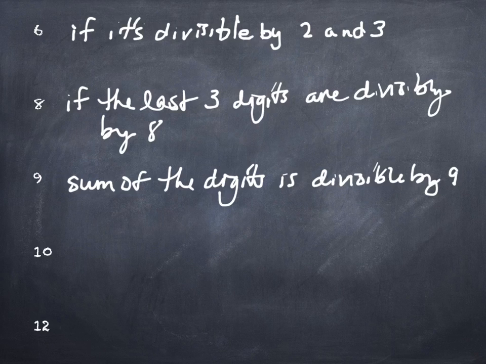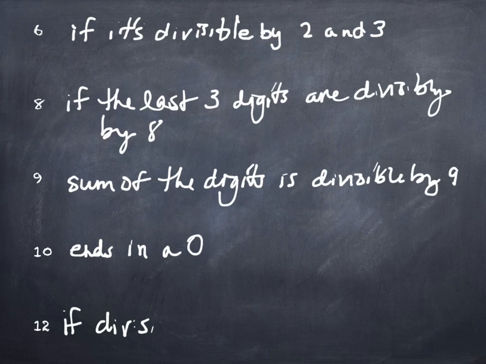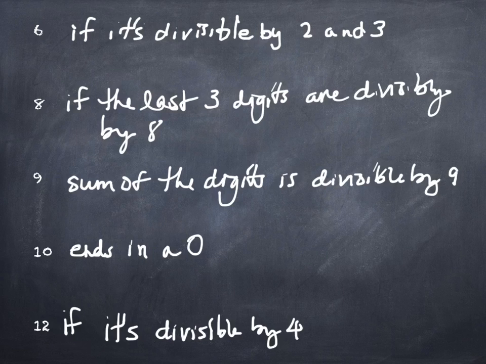And then 10, a number is divisible by 10 if it ends in a 0. And it's divisible by 12 if it's divisible by 4 and 3.